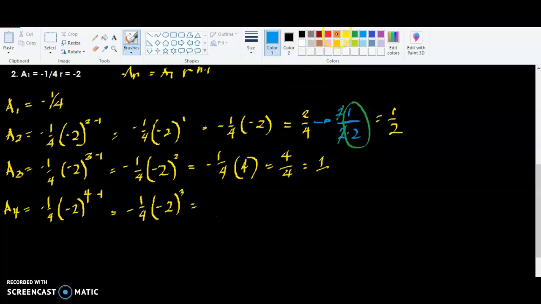So we have negative 1/4 right here, times negative 2 times 2, 4 times 2, 8. Negative 8. That is equal to, since that's both negative, so our answer here will be positive. So 1 times 8 is 8 over 4. So how many 4 are there in 8? We have 2. So that's positive 2. It makes sense, right? Oh, I'm sorry, this should be negative.